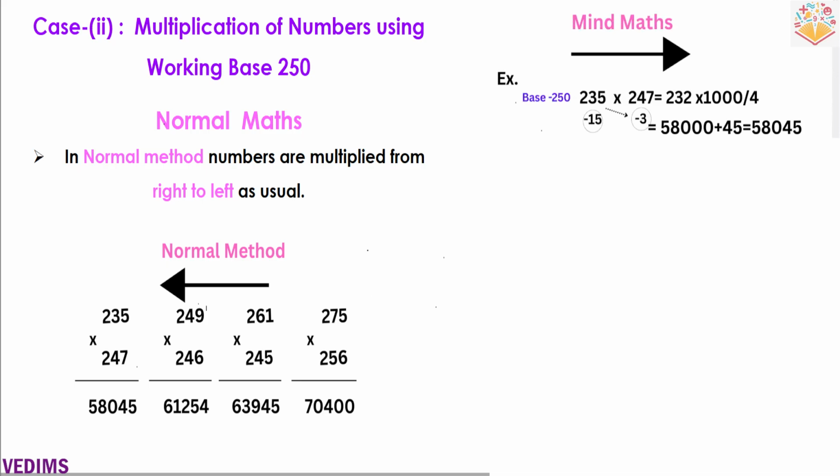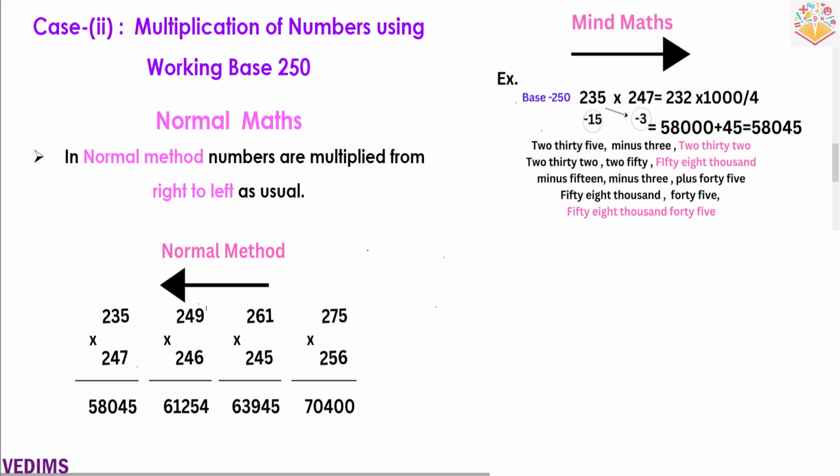Let us see the mind maths method, base 250. 235 into 247. 235 is a deficit of 250 by minus 15. 247 is a deficit of 250 by minus 3. Cross add, you get 235 minus 3, 232. See, 250 can be written as 1000 upon 4. The submultiple 1000 upon 4 is 250. It is convenient to multiply.